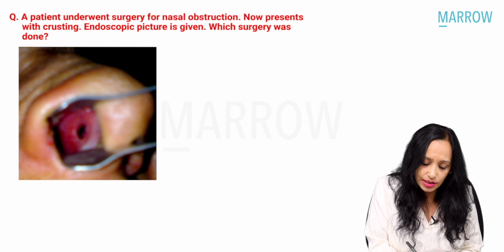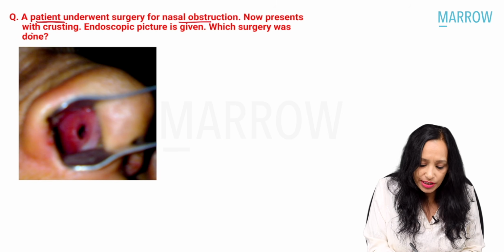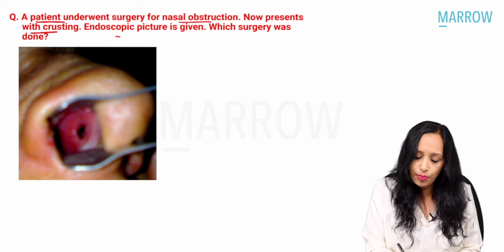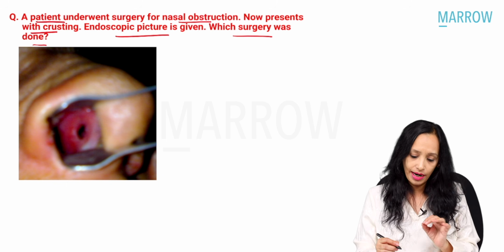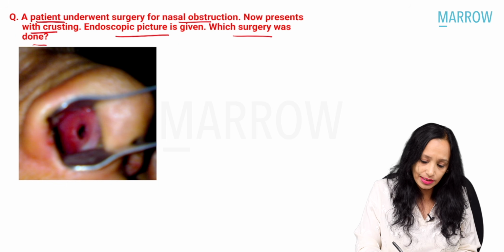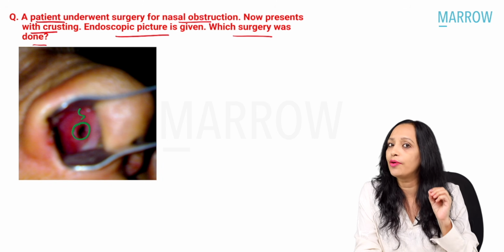Yes, again a question this year. A patient underwent surgery for nasal obstruction, now presents with crusting. Endoscopic picture is given. What surgery was done? So what are we seeing here? Yes, anterior rhinoscopy is being done, and we are seeing here the septum on which you can see the perforation. So yes, whenever you are seeing a perforation on the septum, what do you have to think?